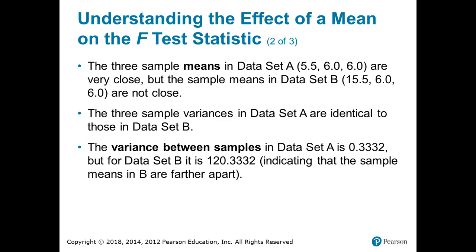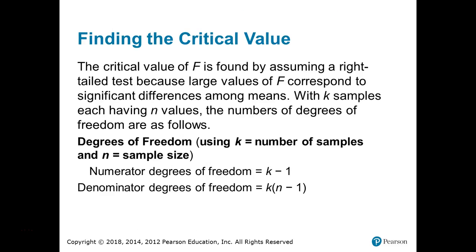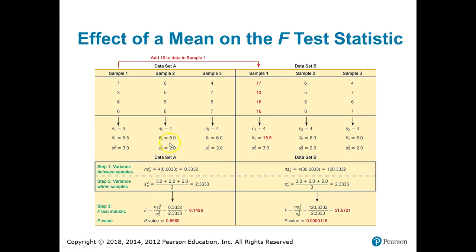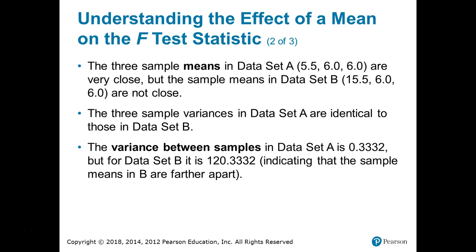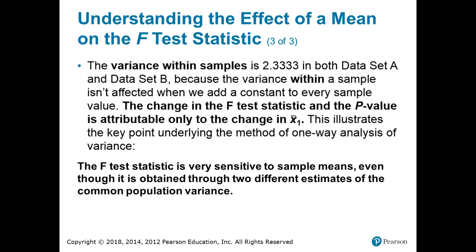So why is it such a difference? Well, the 3 sample means in data set A are very close. Look at how close these are. But the sample means in data set B are not close at all. The 3 sample variances in data set A are identical to those in data set B. So the variances are still 3, 2, 2, but the sample means are what are dramatically different. The variance between samples in data set A is 0.3332, but for data set B it is 120.3332. So that's indicating that the sample means in B are further apart.